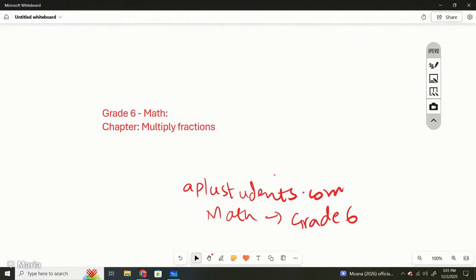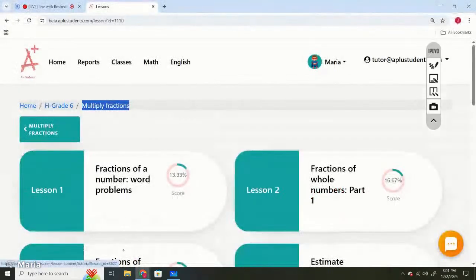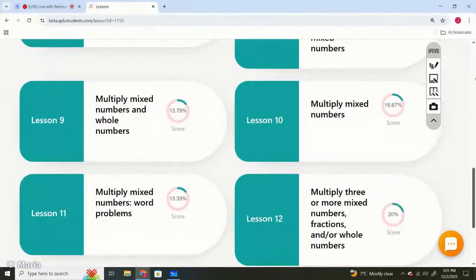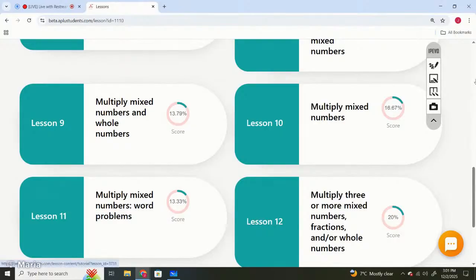We're going to start with the chapter multiply fractions. So please make sure you have your notebook and pencil so that you can note down the important examples and definitions as well. Here I am on grade 6 math. The chapter we're on right now is multiply mixed numbers and whole numbers.